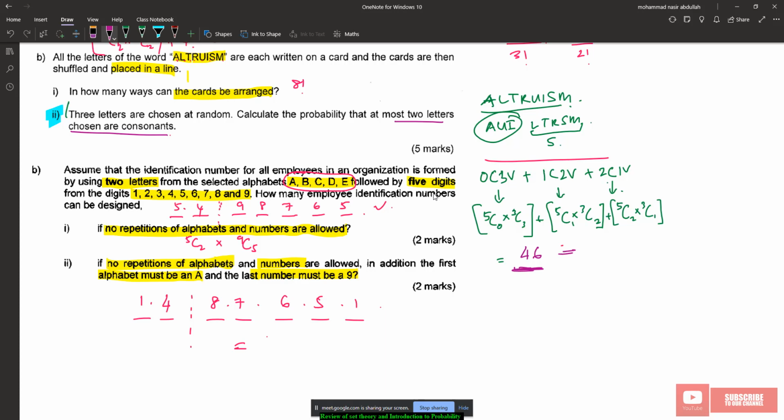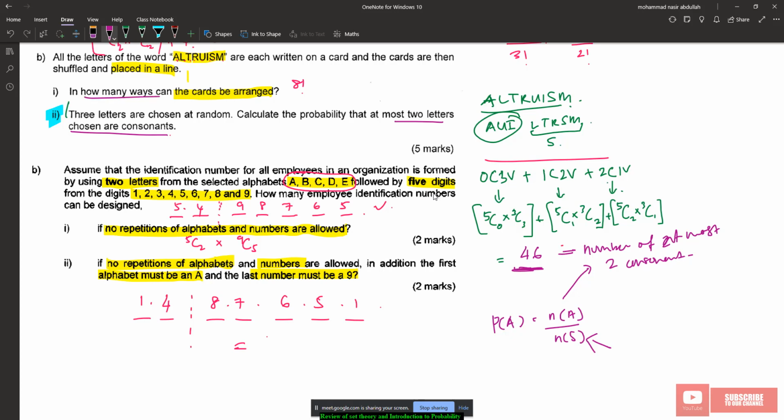And this is what we call the number of at most 2 consonants, right? Then in probability, remember the formula for probability. Let's say the probability of A is equal to N(A) divided by N(S). So we already know the number of ways with at most 2 consonants to form a 3-letter word. We need to find all possible outcomes.